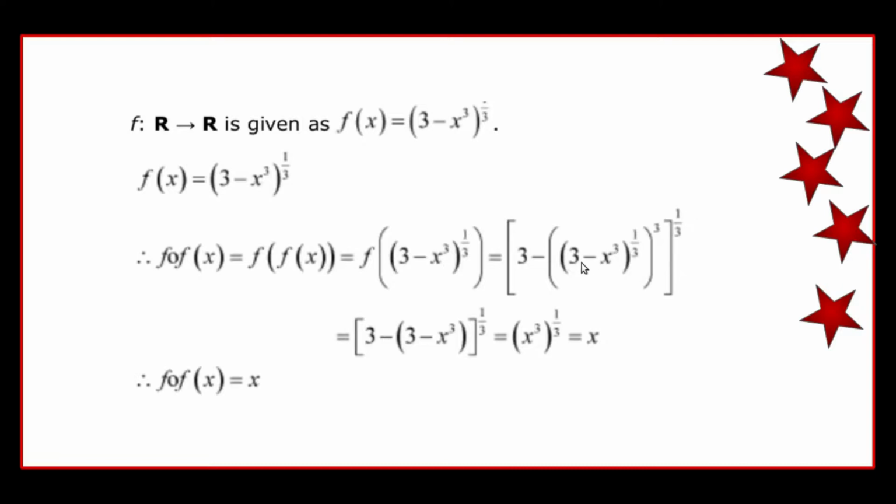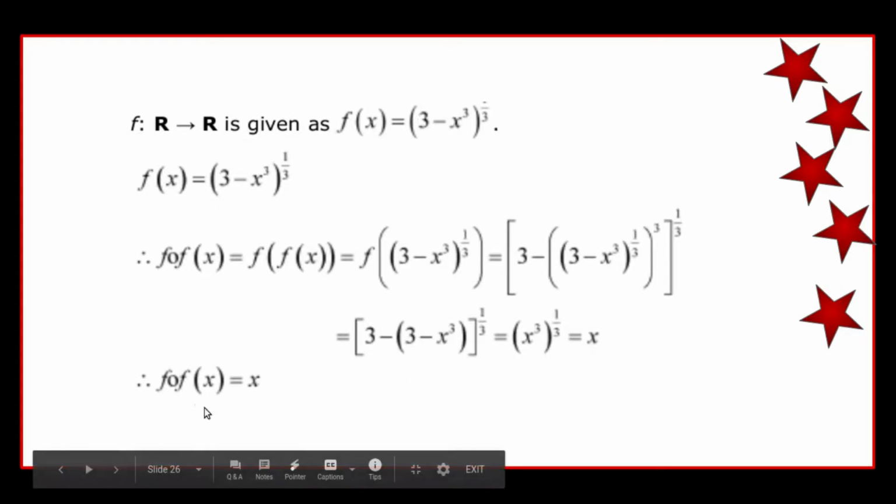Now this is 3 minus x cube raised to 1 by 3 into 3, that is 3 minus x cube. So opening this bracket, we get 3 minus 3, minus into minus plus. Then cancelling 3, we get plus x cube raised to 1 by 3, which is equal to x. So f composite f of x is equal to x.